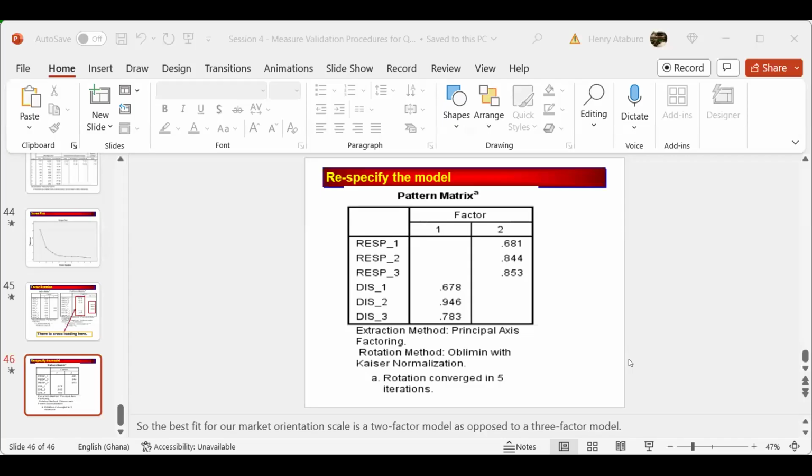Let's see. Session 4. Okay. All right. So let me just preview you to session 4. And then let's see.